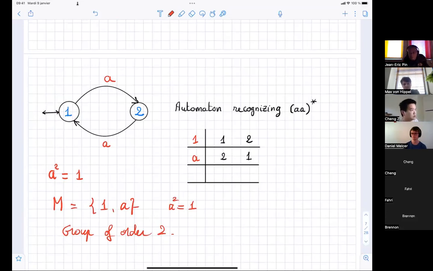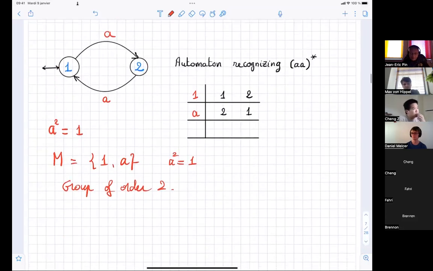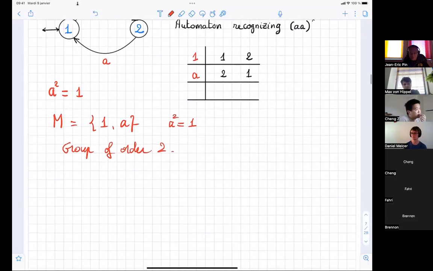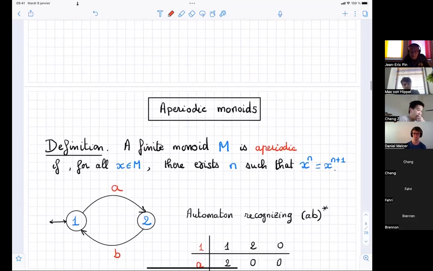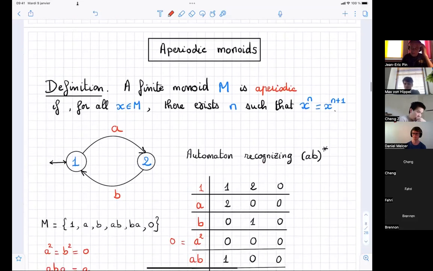Now, why did I compute all of this? Because this is useful to characterize star height languages, but I still need another definition, which is the definition of an aperiodic monoid. So a finite monoid is aperiodic whenever, if you start with any element x and you compute the successive powers of this element, well, it's stationary. So in some sense, you have some n such that x to the n is equal to x to the n plus 1.